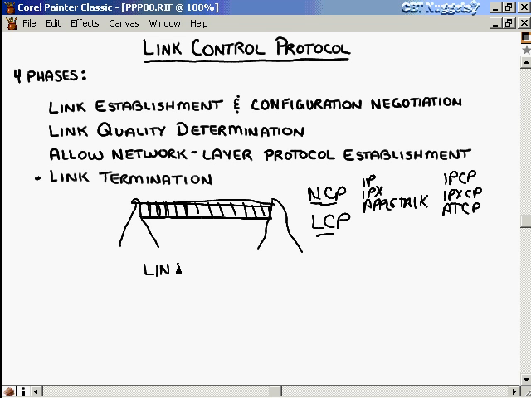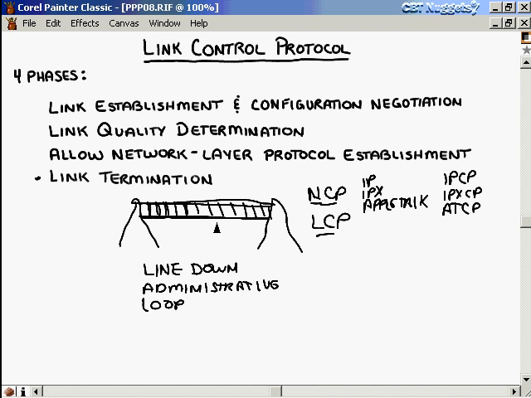There is also an administrative closing that can be programmed in, and that can be done by the administrator. And then the other option is what we just talked about earlier. As we're looking at that quality determination, if we find that there's a loop on the line, the devices can be programmed to tear down this LCP.